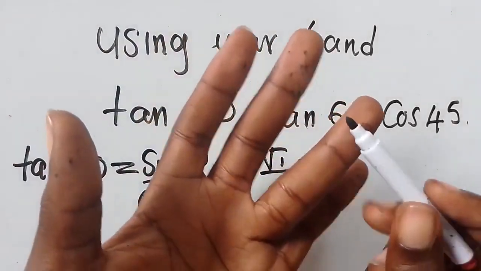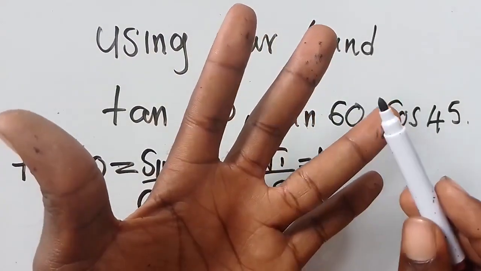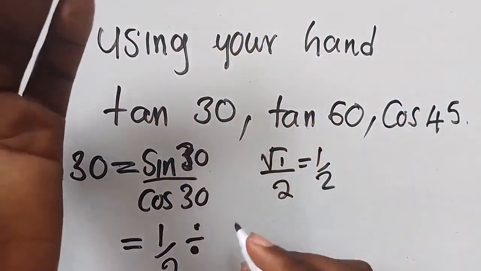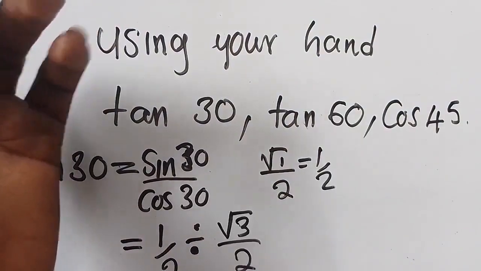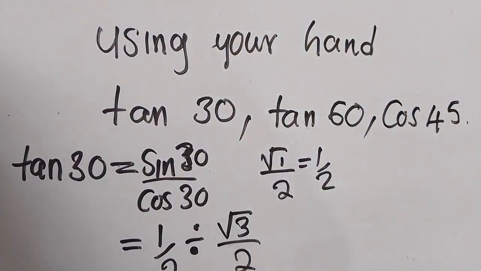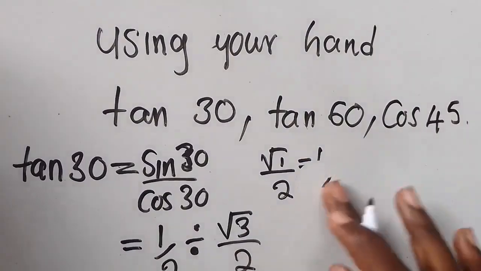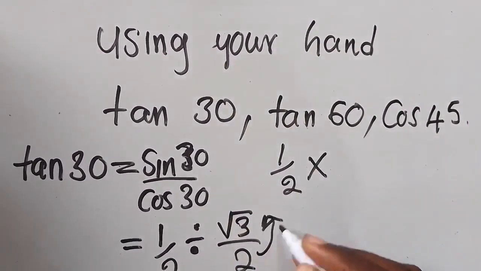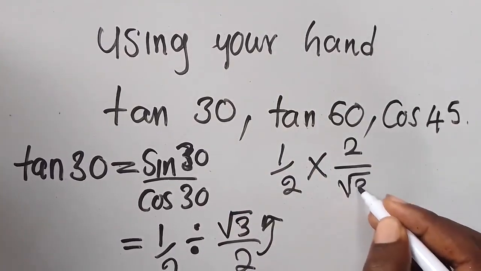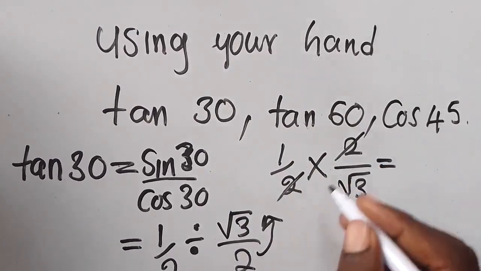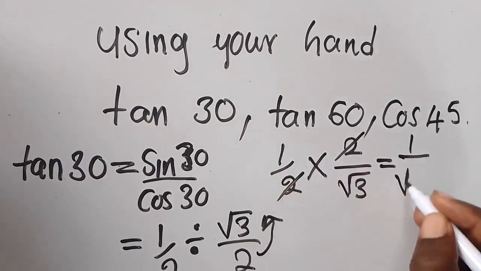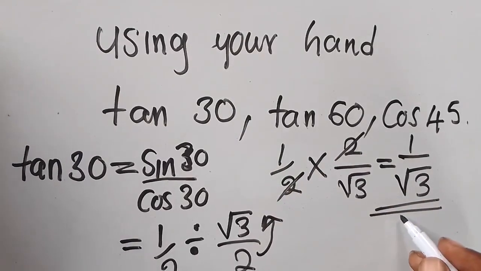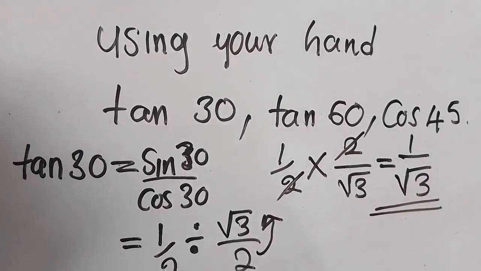Cos 30. 30 is here. Cos is going this side. So cos 30 is here. 1, 2, 3. So it's root 3 over 2. Have you seen? Then you get to work out this. This will change to times. So it will be 1 over 2 times, this one will go on top, so 2 over root 3. The 2 cancelled. 1 times 1, 1, over root 3. This is your answer. Have you seen? So this is tan 30. This is how you get to answer this question.